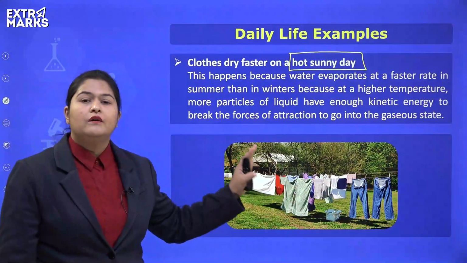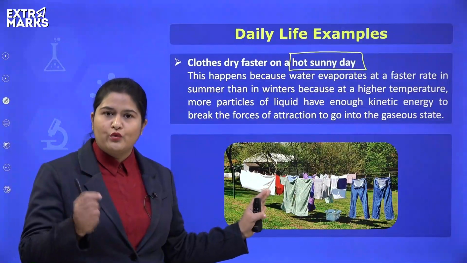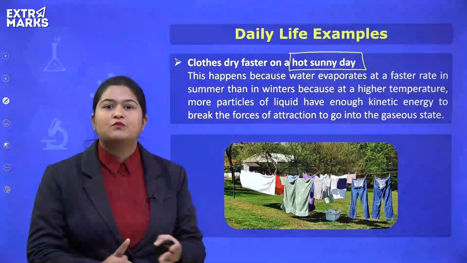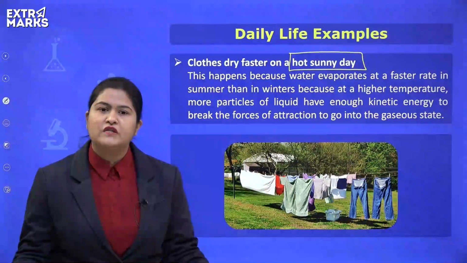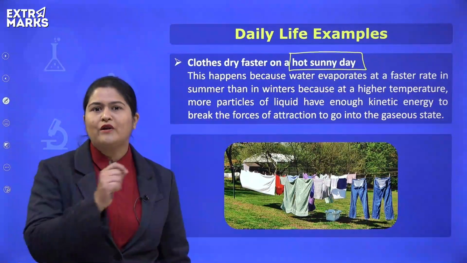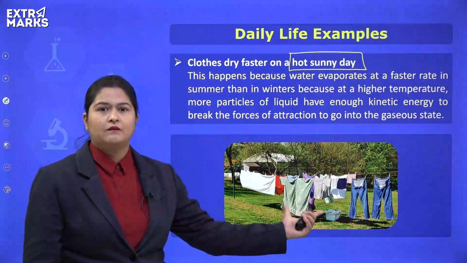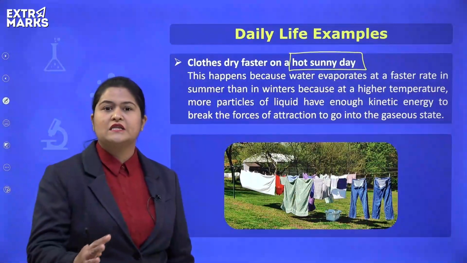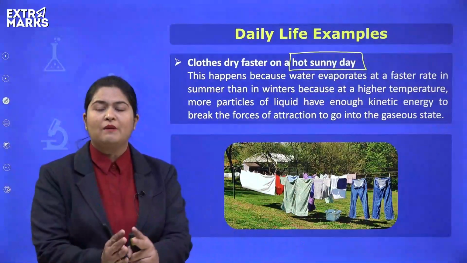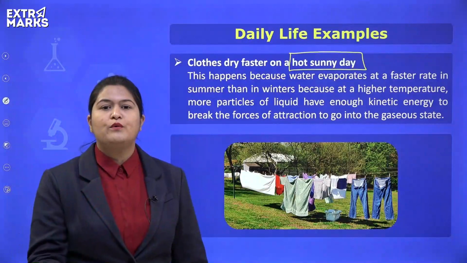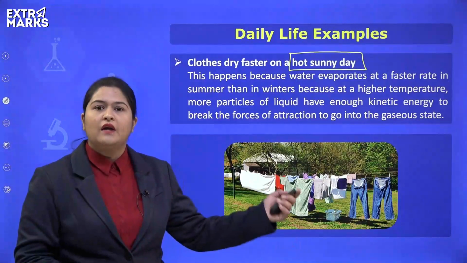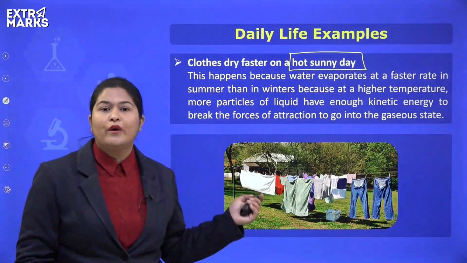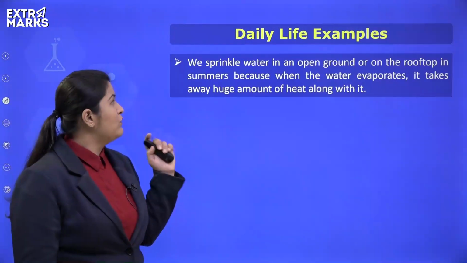So when you want your clothes to dry quickly, spread them out. By spreading them out, you are increasing the surface area for evaporation, and try to spread them out under the sun. Okay, in the open where sunlight is coming. So 2 factors will be combined, and both the factors will contribute to increase the evaporation, and your clothes will dry quickly. Okay, let's have a look at another example.